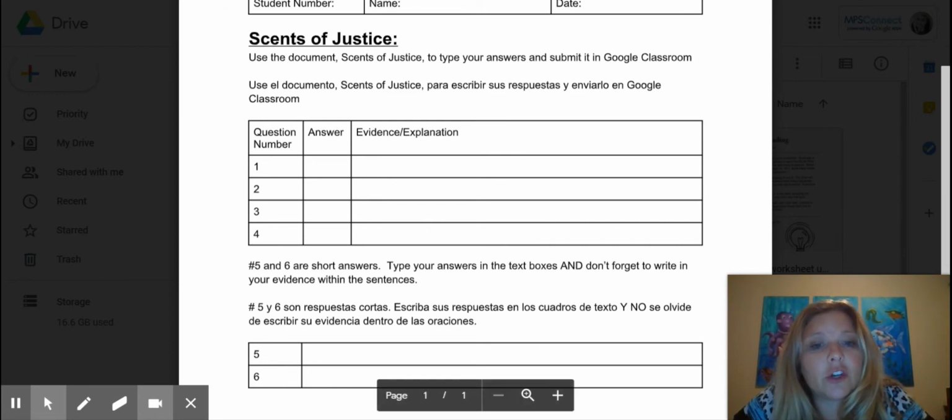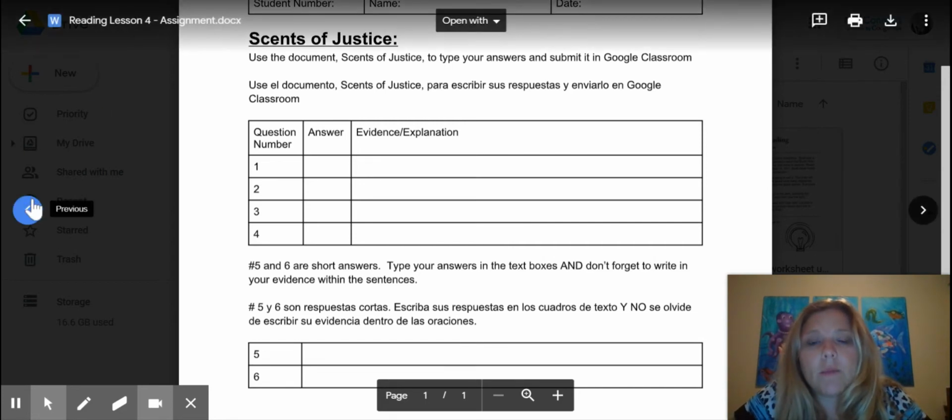Numbers 5 and 6 are short answers. These cells right here will grow the more you type. Question 5, I know for a fact, has multiple questions embedded in it, so make sure you're answering both questions when you are typing your answer. Show your evidence and type as much as you need to get your point across.